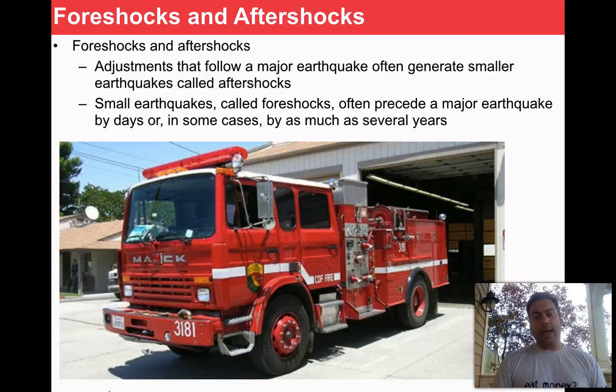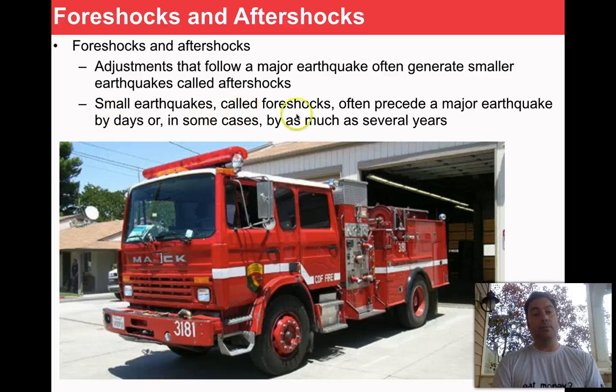A couple of other types of earthquakes besides the main shock, the main earthquake, are these smaller types, right? And basically these smaller types are just adjustments in the rocks, and they could come before or after. So one that comes before is called a foreshock. One that comes after is called an aftershock. So adjustments that follow a major earthquake often generate smaller earthquakes called aftershocks. I'll show you some demonstrations of this shortly.